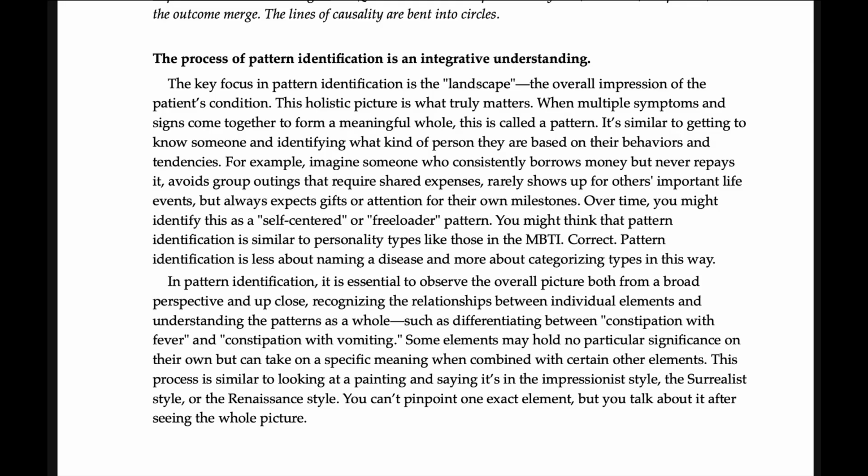In pattern identification, it is essential to observe the overall picture both from a broad perspective and up close, recognizing the relationships between individual elements and understanding the patterns as a whole, such as differentiating between constipation with fever and constipation with vomiting. Some elements may hold no particular significance on their own, but can take on a specific meaning when combined with certain other elements. This process is similar to looking at a painting and saying it's in the Impressionist style, the Surrealist style, or the Renaissance style. You can't pinpoint one exact element, but you talk about it after seeing the whole picture.